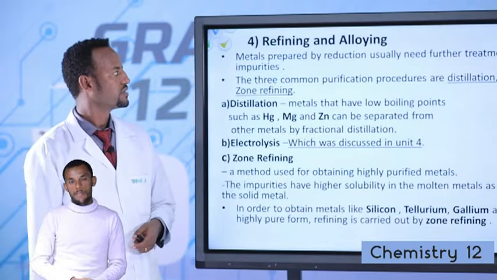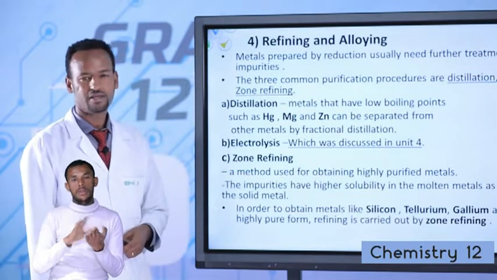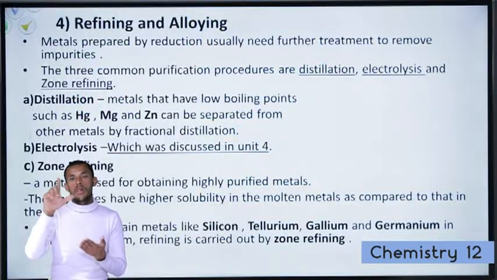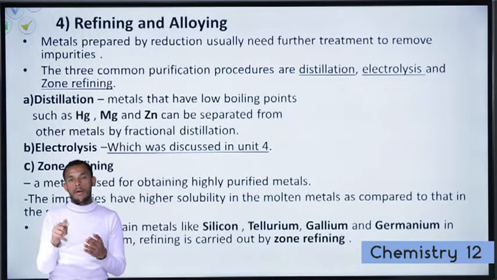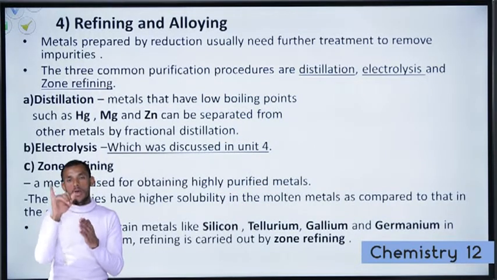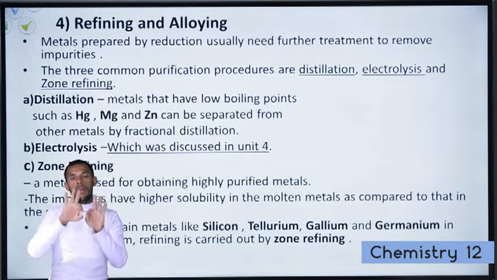The fourth one is refining and alloying. This one is metals prepared by reduction usually need further treatment to remove impurities. This is further treatment.